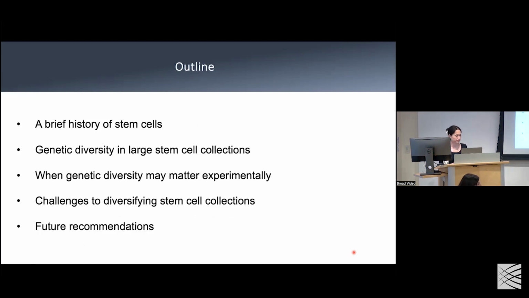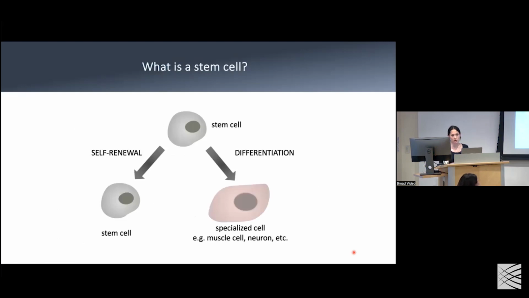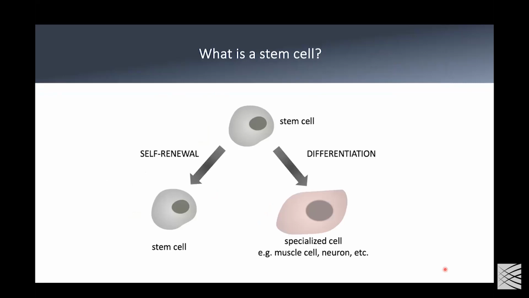So to make sure we're all on the same page, what is a stem cell? We're talking about cells that have two key properties. The first property is self-renewal, so they're able to make indefinite copies of themselves. And the second property is differentiation, so they're able to generate more differentiated progeny. And there are many different types of stem cells. Today, we're going to be talking specifically about pluripotent stem cells, which means that they can generate all of the differentiated cells in the body.